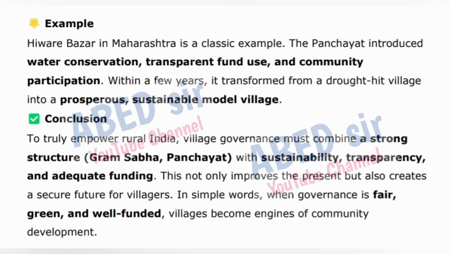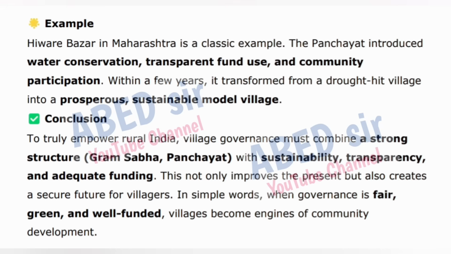Example: Hiware Bazar in Maharashtra is a classic example. The Panchayat introduced water conservation, transparent fund use, and community participation. Within a few years, it transformed from a drought-hit village into a prosperous, sustainable model village.